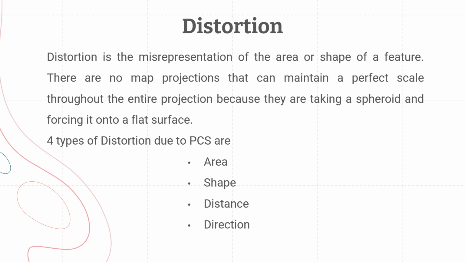What is distortion? Distortion is the misrepresentation of the area or shape of a feature. There are no map projections that can maintain a perfect scale throughout the entire projection because they are taking a spheroid and forcing it onto a flat surface. Four types of distortion due to projected coordinate systems are area, shape, distance, and direction.